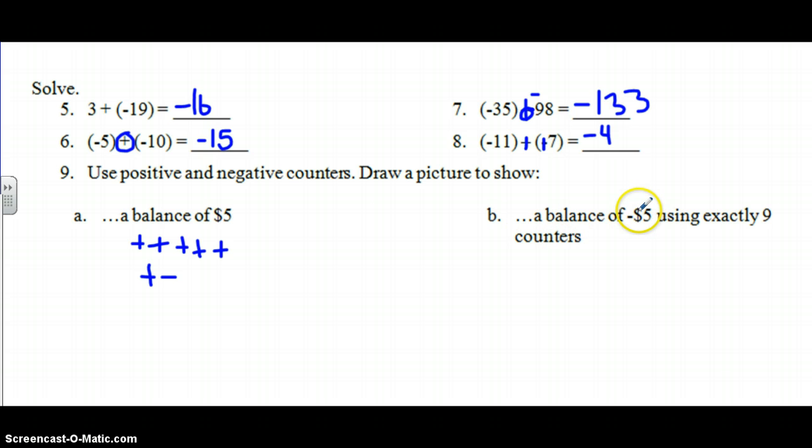Over here, if I want a balance of 5 negatives, I again would start with my negative counters. So I need to have 5 of those so that that's my ending balance. But I'm supposed to use 9 counters exactly. If I've already used 5 negatives, that means I have 4 more counters to use. The only way to create a 0 using 4 counters is to put on 2 positives and 2 more negatives. What that would do for me is put on a 0 here using 4 counters. There's 5, 6, 7, 8, 9 counters, and my balance is negative 5.